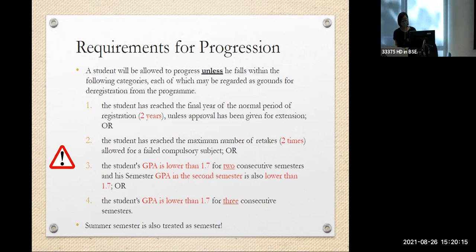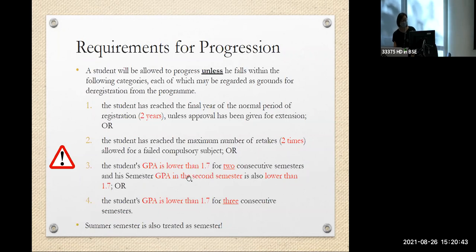Yeah, so of course it's best you pass the subject the first time, but if you really fail and then need to retake, make sure that you pass the subject without retaking more than 2 times. Okay, number 3, the student's GPA is lower than 1.7. So as I've mentioned, you need to get your GPA higher than 1.7, otherwise you will get trouble.